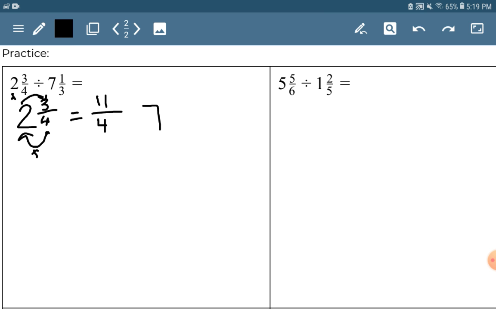For 7 1/3, we're going to follow the same process. We are going to multiply and then add. 3 times 7 is 21, and 1 plus 21 is 22. Keep your denominator the same. I'm going to rewrite my problem, and I'm going to make sure that I keep the order the same. So since 2 3/4 was in the front before, I'm now going to write the 11/4 first.